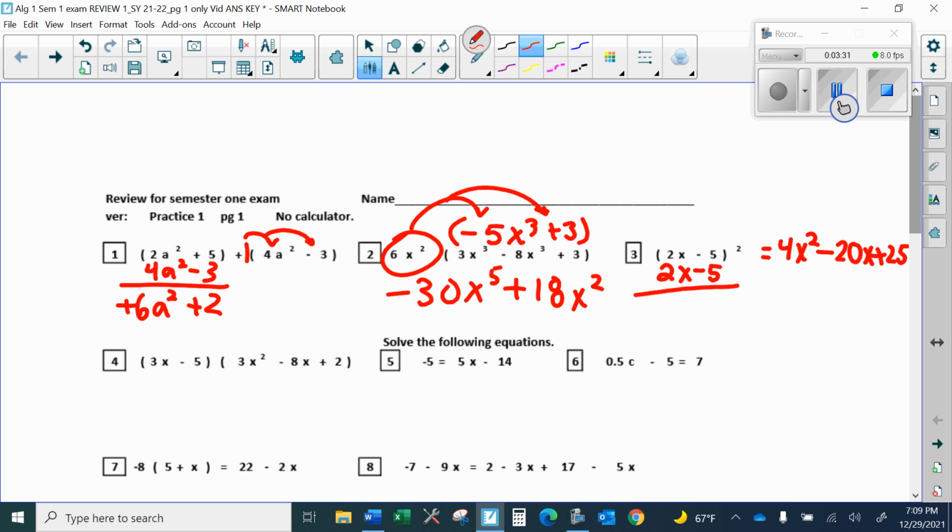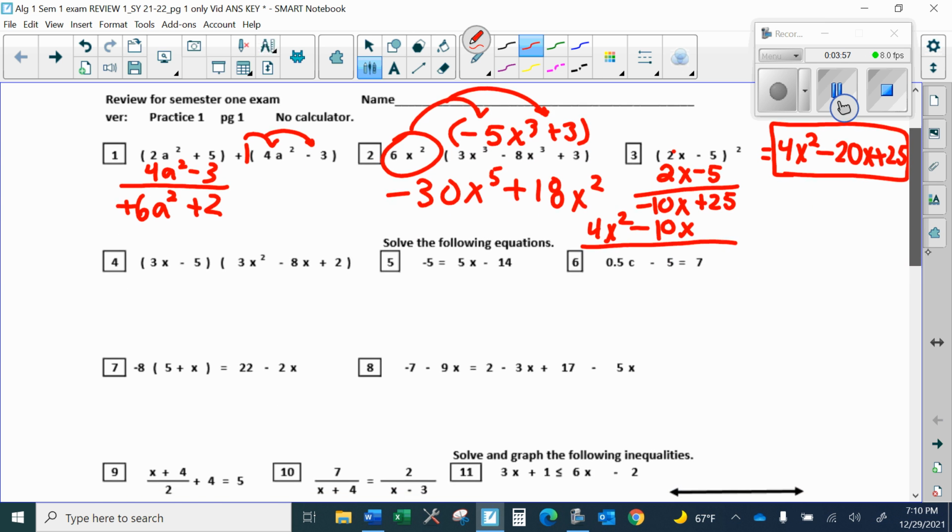So if you don't remember the shortcut, you need to write out 2x minus 5 times 2x minus 5. And I have negative 5 times negative 5 is plus 25. Negative 5 times 2x is negative 10x. 2x times negative 5 is negative 10x. And 2x times 2x is 4x squared. And then I add straight down, and I get this same answer right here. Okay, so there's the two ways of doing that problem.